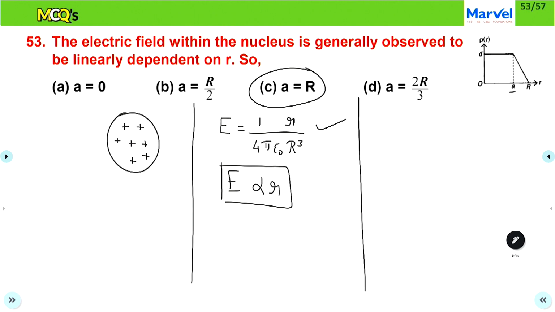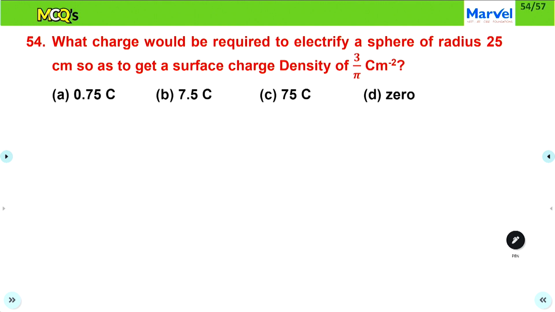So, now we move to the next one. What charge would be required to electrify a sphere of radius 25 centimeter so as to get the surface charge density of 3 by pi coulomb per meter cube? So, what charge is required to electrify such a sphere?